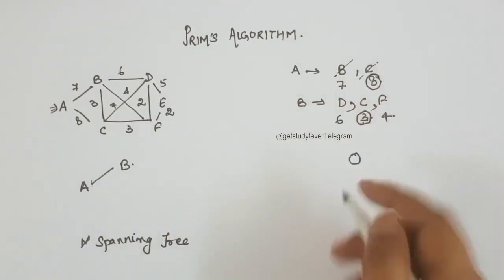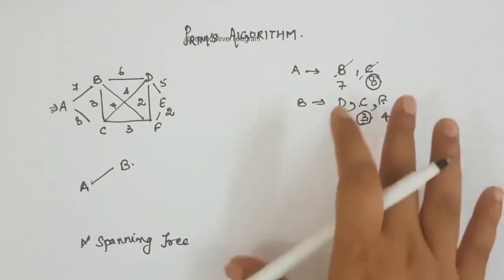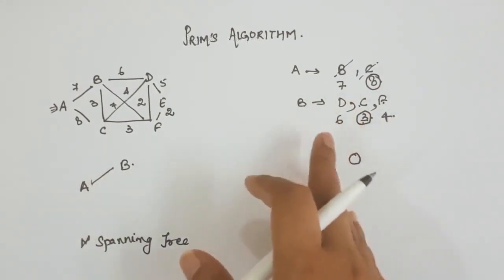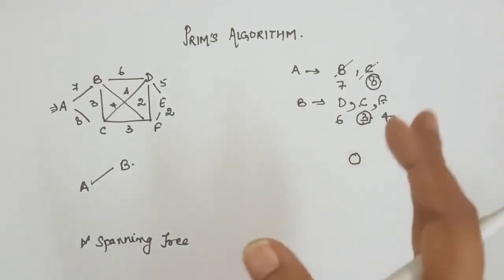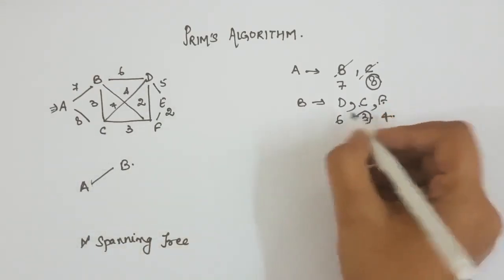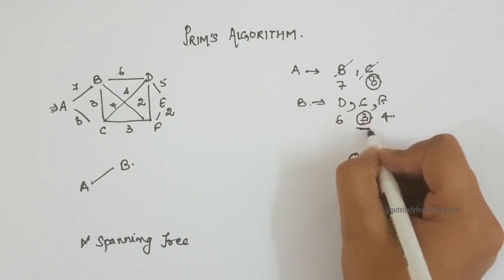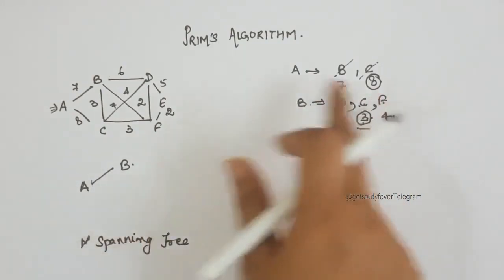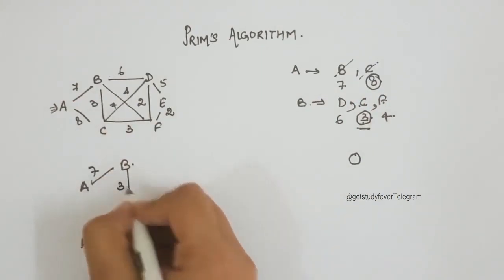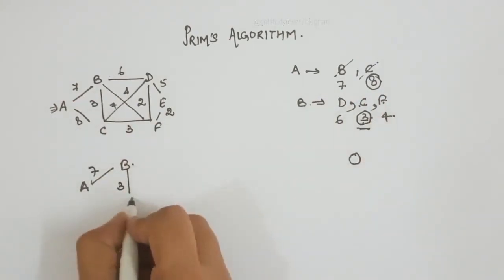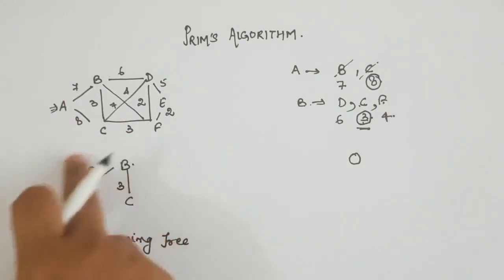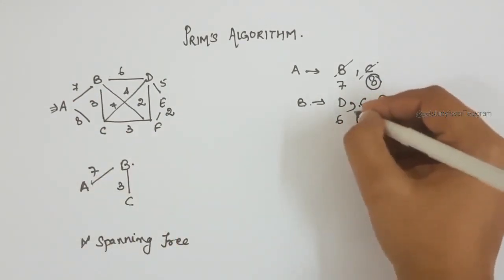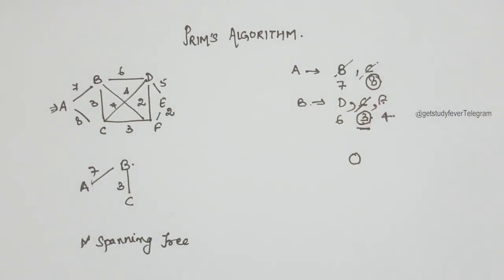So now I have these 3 vertices that are reachable from these 2 vertices, and I want to see which particular vertex has the minimum value. I can see that B to C has the value 3, which is minimum. So what will I do? I will include B to C, and I get C. Now I have 3 vertices in the minimum spanning tree, and since we have already included C in the spanning tree, I'll remove C from here.